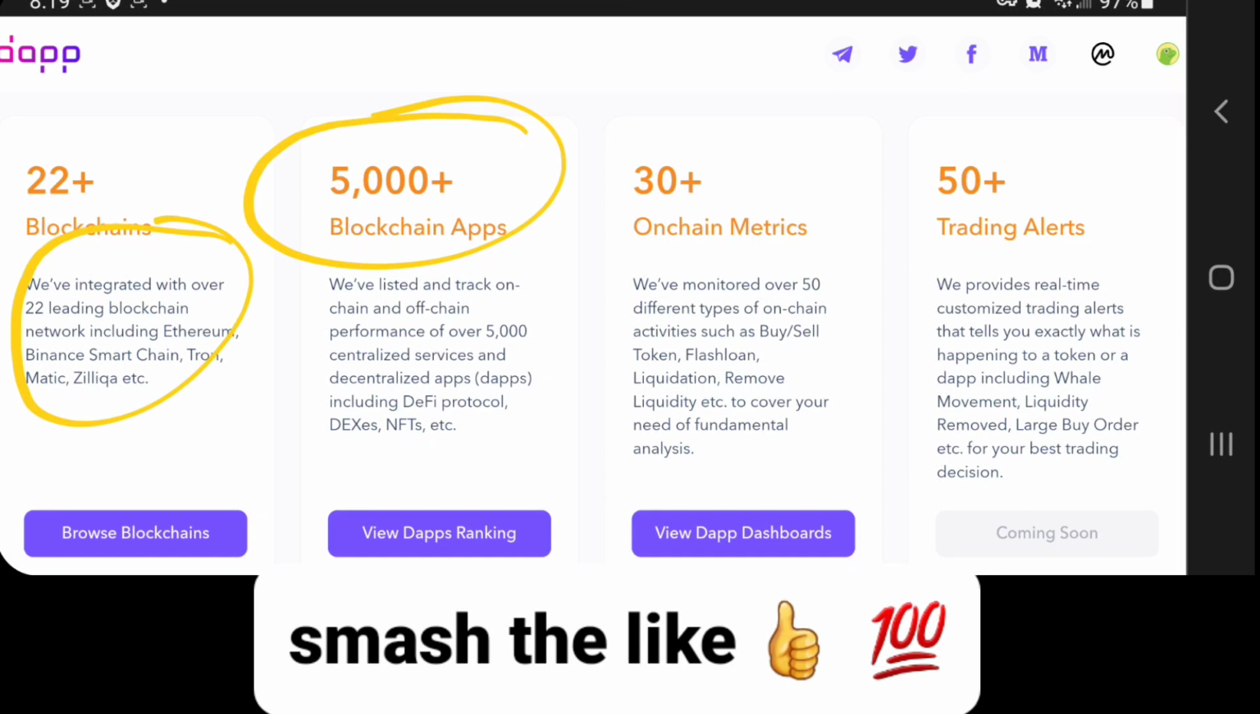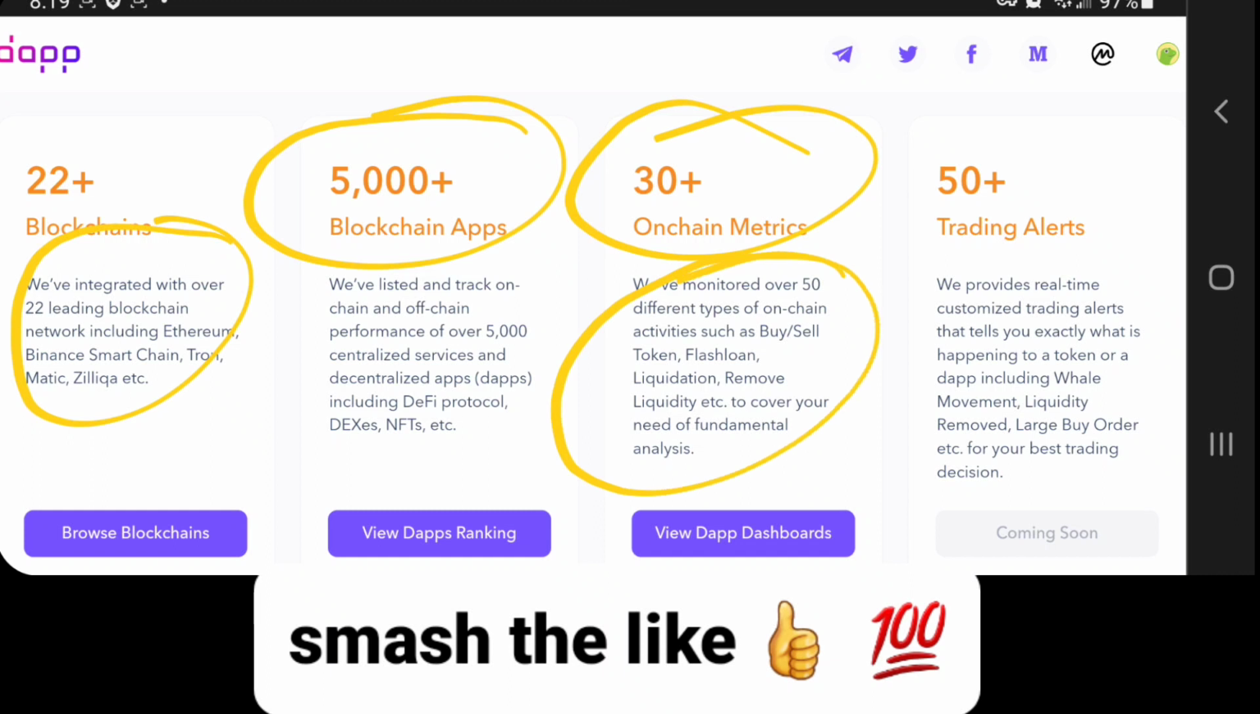So they list and track on-chain and off-chain performance of over 5,000 centralized services and decentralized apps, or dApps, including DeFi protocols, DEXs, NFTs, etc. 30 plus on-chain metrics: they monitor over 50 different types of on-chain activities such as buy, sell, token, flash loan, liquidation, remove liquidity, etc. to cover your need of fundamental analysis. And they cover 50 plus trading alerts, which is coming soon. You can see that. Not available just yet. You can join the wait list.